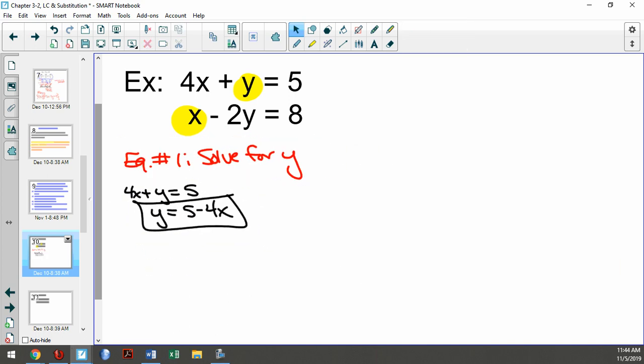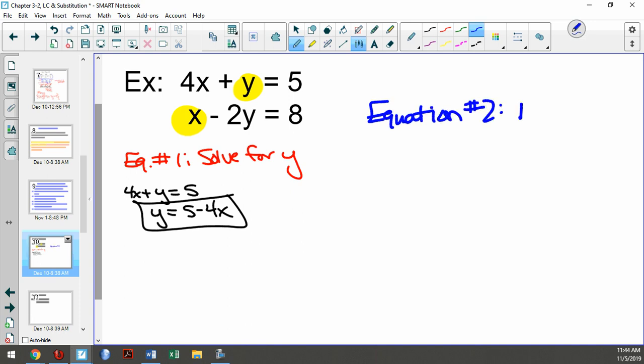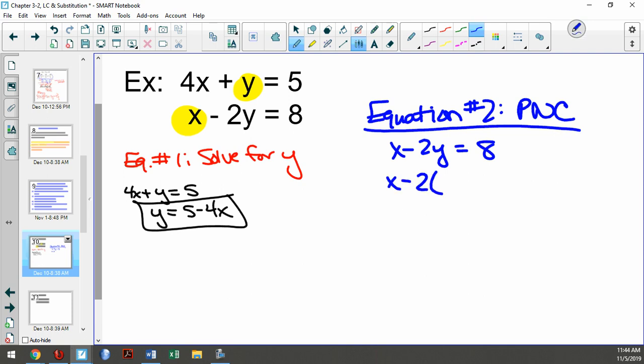I'm cheating. Now I'm going to take equation 2, and I'm going to plug and chug. X minus 2y is equal to 8. Every place you see a y, you are going to plug the expression 5 minus 4x in for it. Do we see that, yes or no?